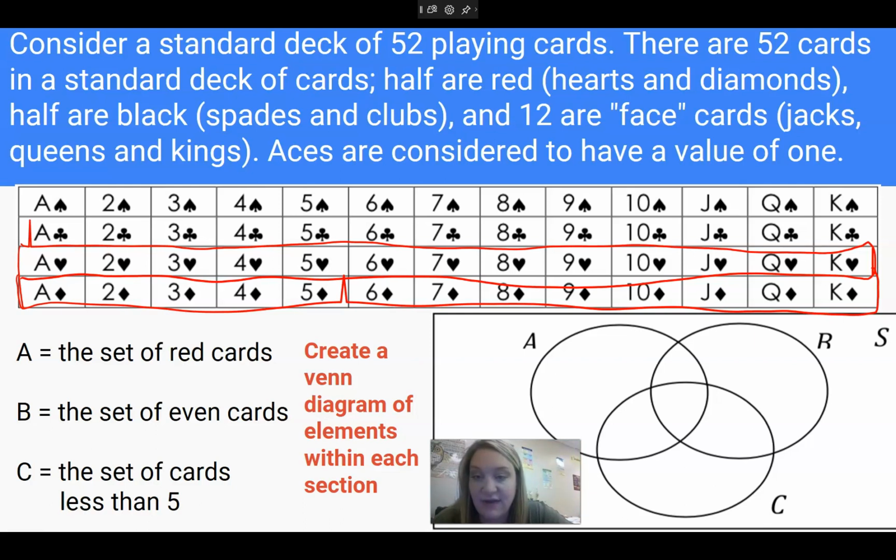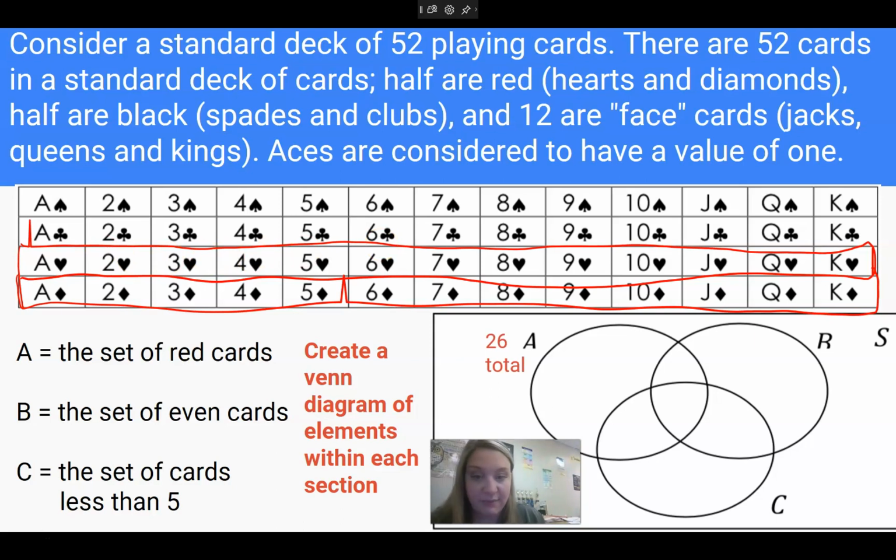The set of red cards. Okay, so how many cards are red? Well, it looks like half of my deck is red, right? So how many cards are red cards? So half my deck is red. That's going to be 26 total cards are red, right?